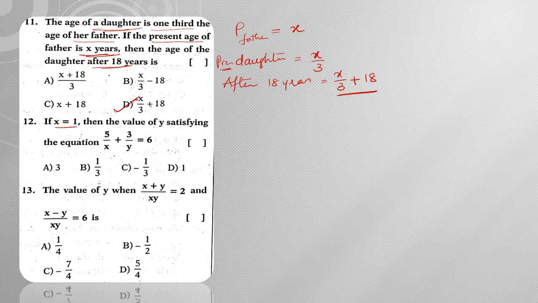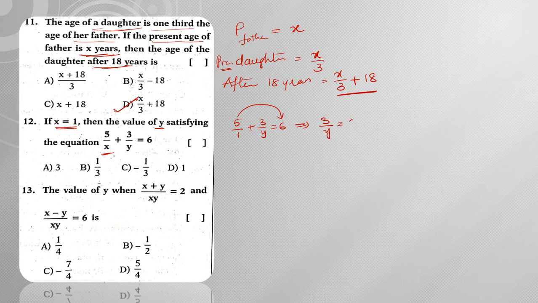Next, if x is equal to 1, then the value of y satisfying the equation. So substitute x is equal to 1 in this. So 5 by 1 plus 3 by y is equal to 6. Based on this, 5 by 1 is nothing but 5. So that 5, if I transpose, what am I going to get?